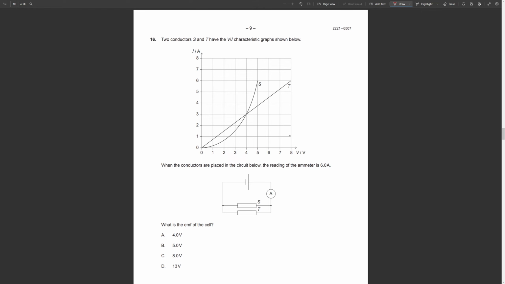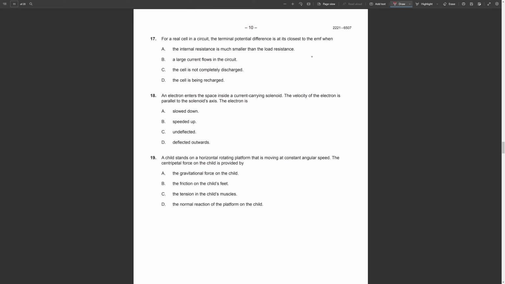Question 16. You are given a circuit as shown below. S and T are in parallel, and also they're in parallel with the power supply. So everything you see over here is under the connection of parallel. We can conclude they have the same potential difference. According to the graph above, at what value could be the common potential difference? It must be 4 volts here, 4 volts here, and therefore 4 volts at the top. The answer is A.